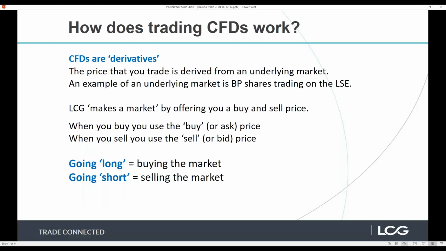So CFDs are derivatives. Can be a bit of a scary word to some, but really actually in the case of CFDs, very simple. The price that you're trading is just derived from an underlying market. So an example of an underlying market is BP shares trading on the London Stock Exchange. You can trade BP with LCG, but you're not buying the shares. You're buying something that's derived from the price of BP shares, which trade on the London Stock Exchange.